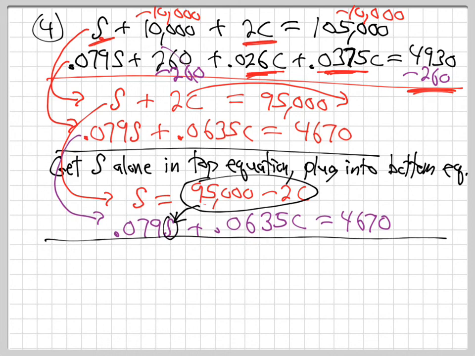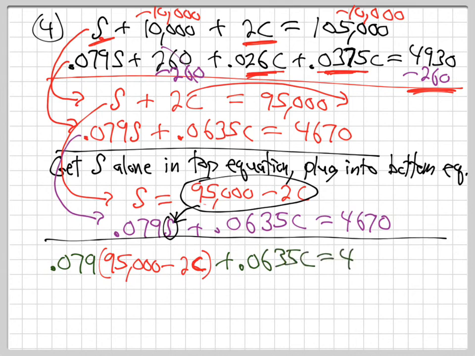So then what do we get? 0.079 times S, and what is S? 95,000 minus 2C, plus 0.0635C is 4670. Okay, we're down to one letter. This is a long problem. So now let's distribute. Use your calculator.